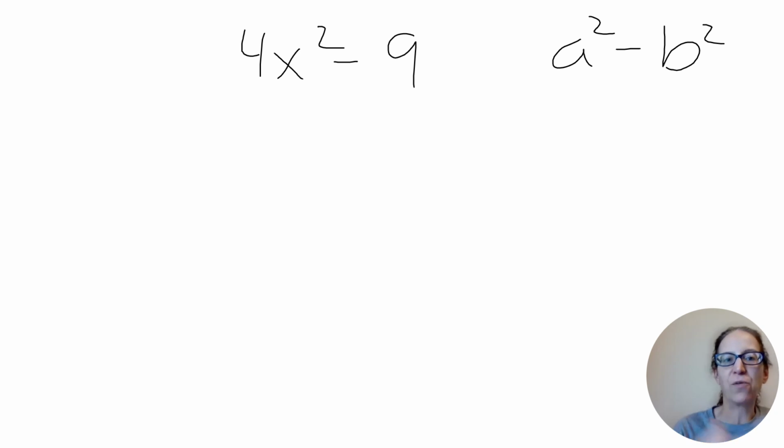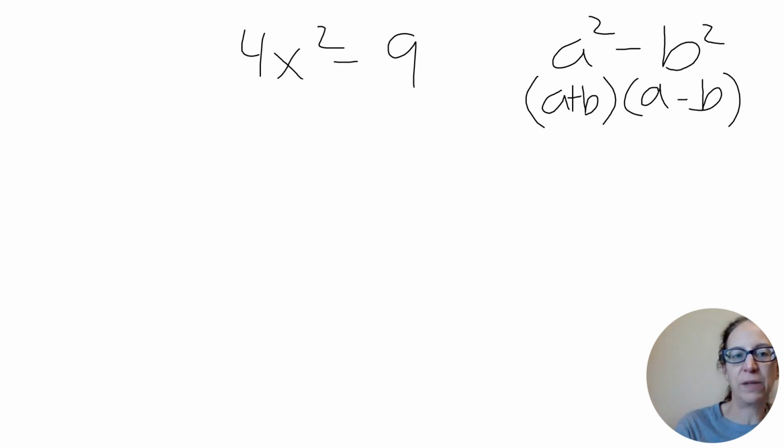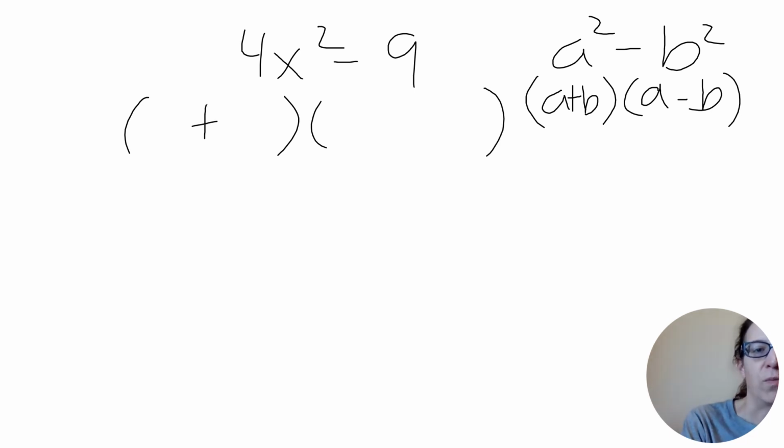Difference of squares, because 4 is a perfect square, x squared is a perfect square, and 9 is a perfect square. Difference means subtraction. And so difference of squares always factors into conjugates. And so that will always factor into a plus b times a minus b. So one's a plus and one's a minus. And then you just take the square root of everything.